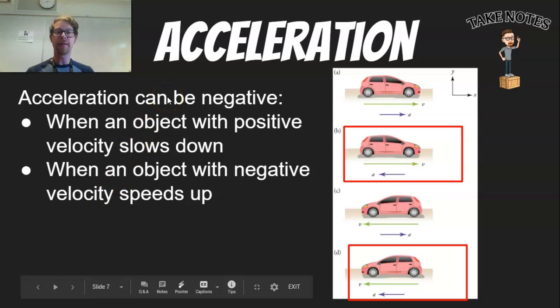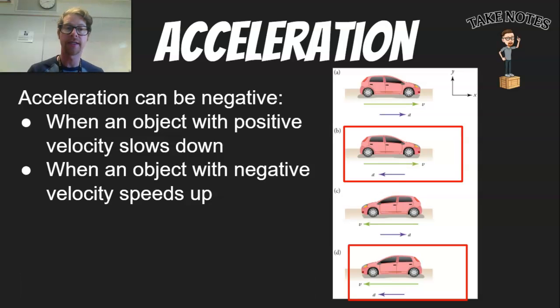And then acceleration can be negative, just like velocity you've already learned can be negative. Negative velocity means moving in a negative direction. Acceleration can be negative, and actually in multiple ways. So if an object is moving in the positive direction, so this car right here is moving in the positive direction, which is to the right, and right now it's accelerating in the positive direction, so that's positive.